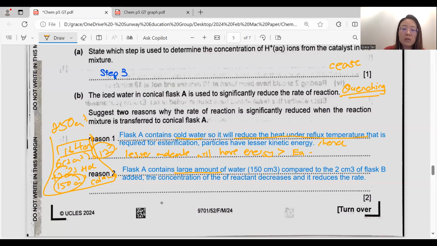Okay. So to me, I answered flask A contains large amount of water, which is 150 centimeter cube compared to 2 centimeter cube of the flask B solution added. The concentration of the reactant will decrease, and hence it reduces the rate. And then I don't know whether, do you still want to continue with the paper 2 version? When the concentration decreases, then the frequency of successful collision also decreases. It's going to sound very much like a paper 2 kind of answer. Okay, yep. So that would be my personal opinion. Okay.